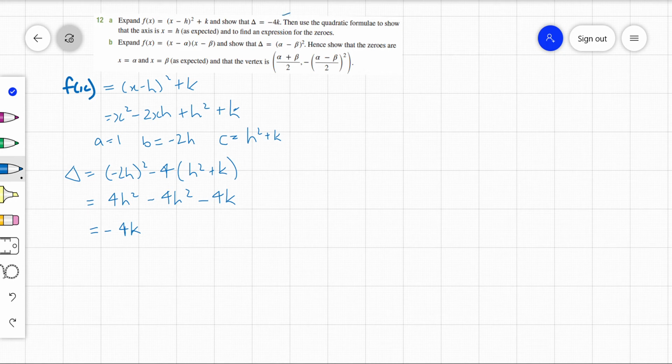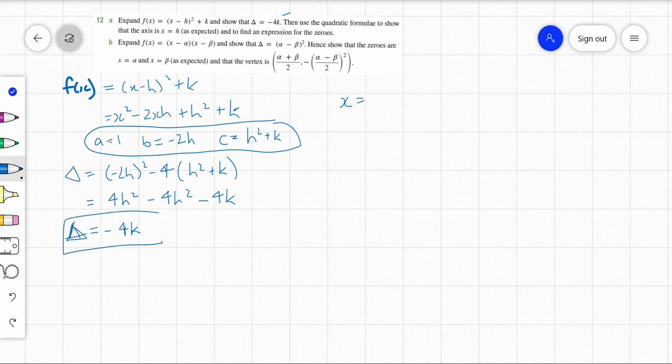Alright, then use the quadratic formula to show that the axis is x equals h, and find the zeros. Alright, so using the quadratic formula, again, we've got this. And we've also now got our discriminant, so we don't have to actually work that part out. So negative b, so in this case 2h, plus minus, the square root of the discriminant, so the square root of minus 4k, because that's the discriminant, all on 2a, and we know a is 1, so all on 2. So you can see I'm going to have 2h on 2 plus minus, I'm making it 2 fractions, so we can see the axis of symmetry easily.